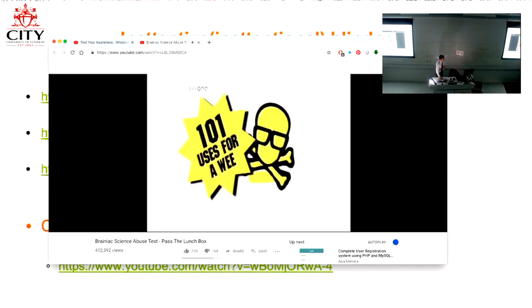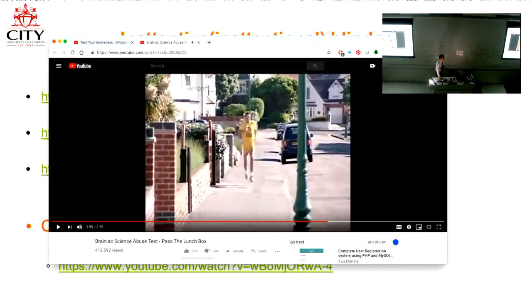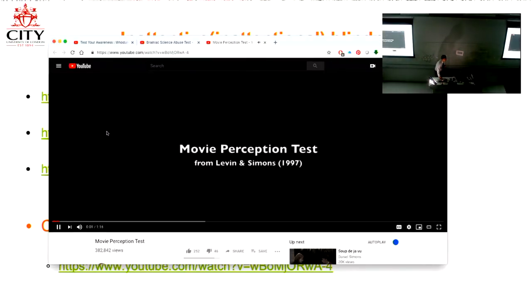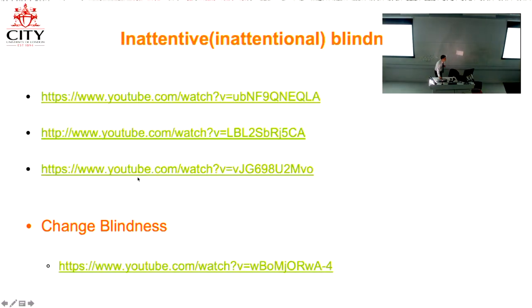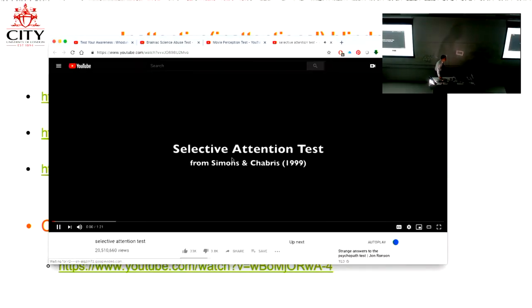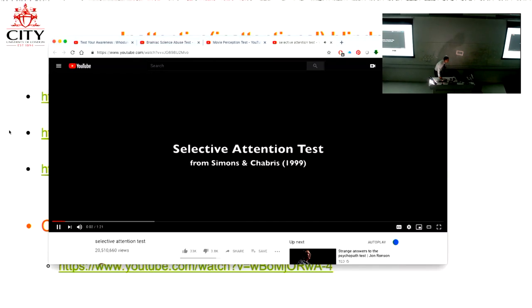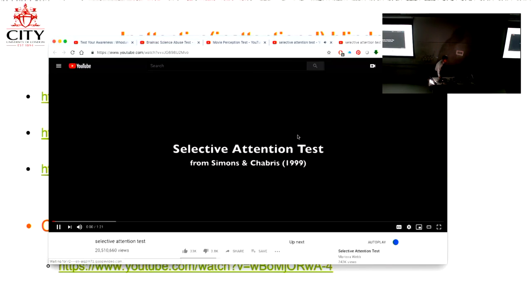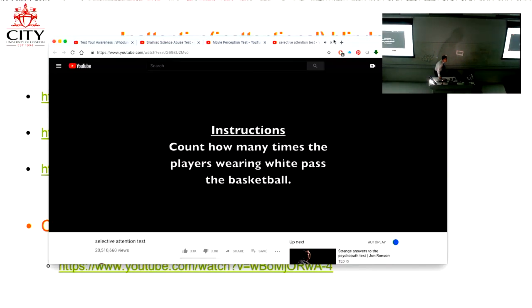Well, here they are. In 101 uses for a Wii, okay. The other one is this one. Is a movie perception. This is just very similar to what you saw. I think this is a test of selective attention. Count how many times the player is wearing white in a test of the basketball.